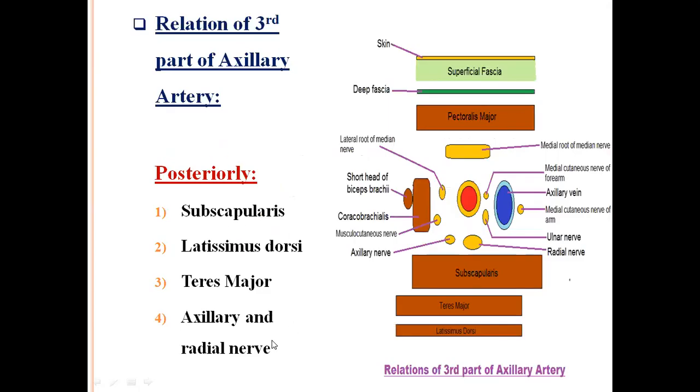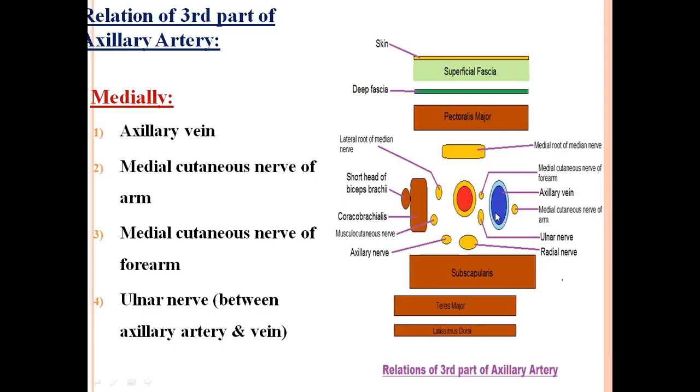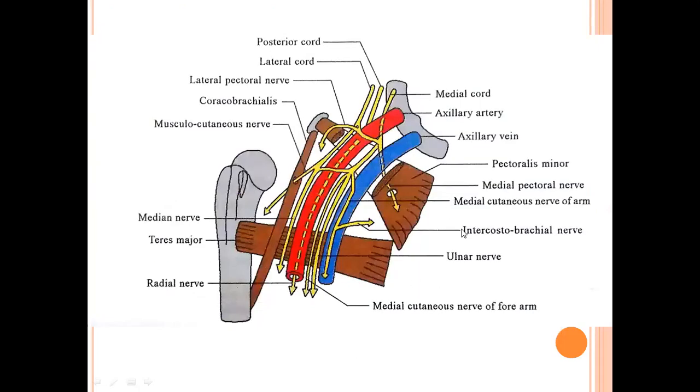You can read for yourself. Pause the video and try to read and read many times. It becomes easy for you to remember. So posterior relation, subscapularis, latissimus dorsi, teres major. We also have axillary nerve and radial nerve. Okay. Laterally, lateral root of median nerve, musculocutaneous nerve, coracobrachialis, short head of biceps and the humerus. Okay. Medially, throughout we have axillary vein, then medial cutaneous nerve of the arm, okay, medial cutaneous nerve of the forearm, then we have ulnar nerve. Okay, so that is all about the axillary artery relations.